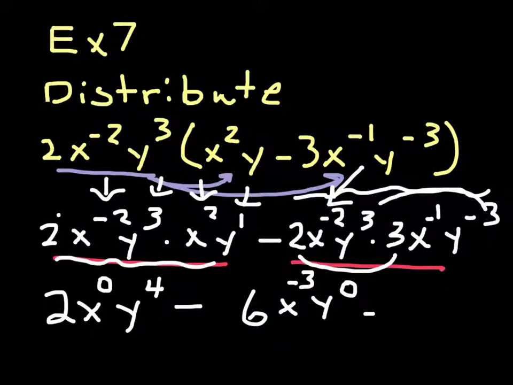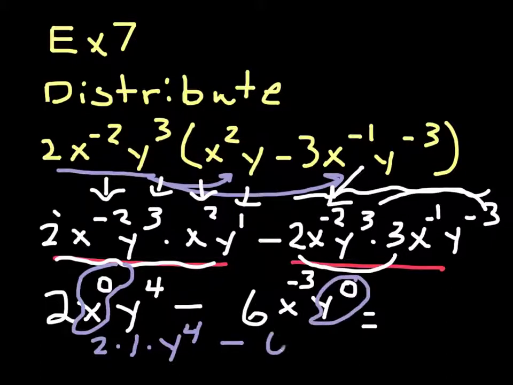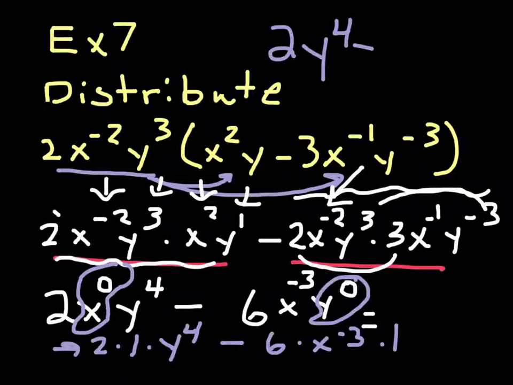Now, as some of you might have already been thinking, we can simplify the x to the 0 and the y to the 0. We can simplify those. All right, so I'm going to make this a different color so it's a little easier to see. So x to the 0 is simply 1. So I have 2 times 1 times y to the 4th minus y to the 0 here is 1. So I have 6 times x to the negative 3 times 1. So here in the first part, 2 times 1 is 2, and what's 2 times y to the 4th? 2 y to the 4th. Minus, and then over on the right part, I simply have 6 x to the negative 3. And that can be our final answer.